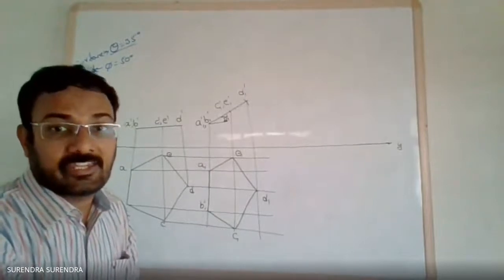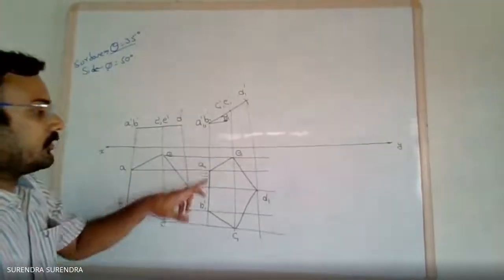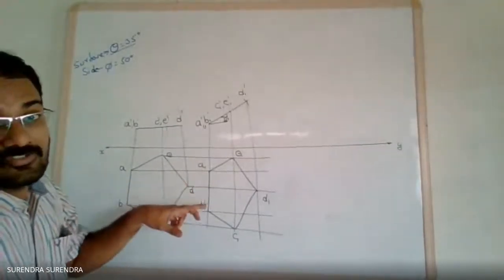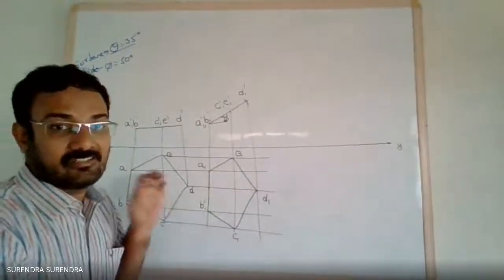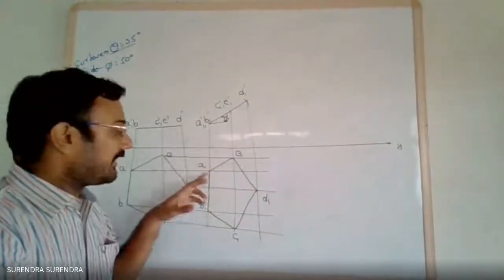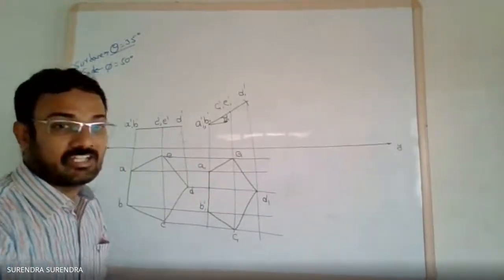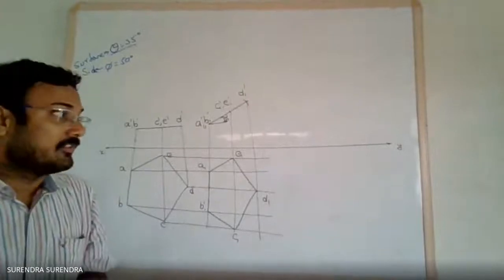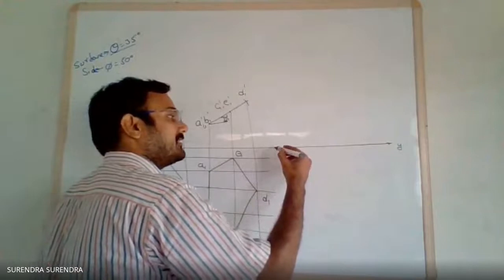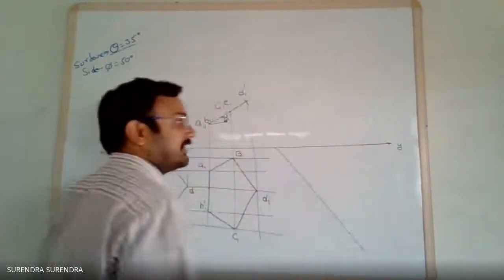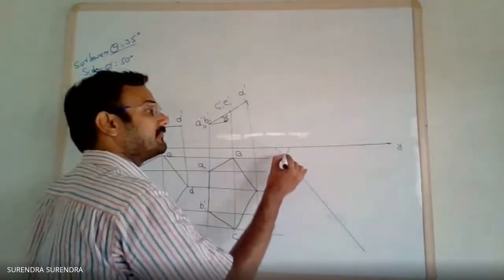Now this edge is making an angle of 50 degrees to the vertical plane. So in top view, we must redraw this pentagon such that the entire AB edge is inclined at 50 degrees to the vertical plane. So follow this process carefully. First, draw a line inclined at 50 degrees to the XY line.